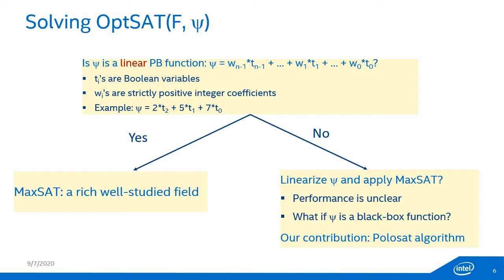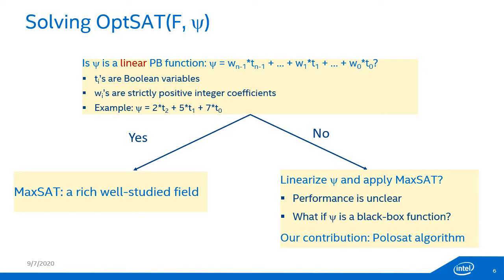When it comes to solving OPSAT in practice, it is very important whether the objective function is a linear function or not. If it is linear, we can just use an off-the-shelf maxsat solver because maxsat is essentially the problem of optimizing a linear pseudo-Boolean function given the CNF formula. But what if it is not linear? What if psi is not linear? So one possibility would be to linearize psi and apply maxsat. But there are several potential problems with this approach.